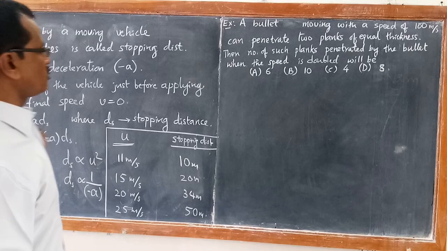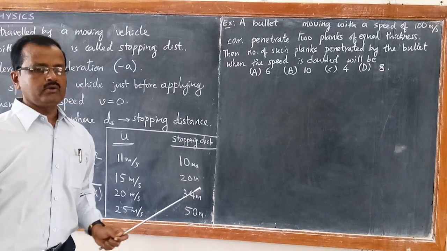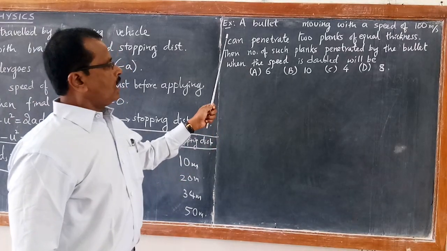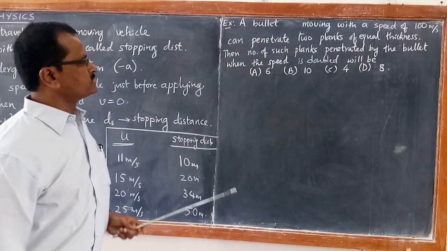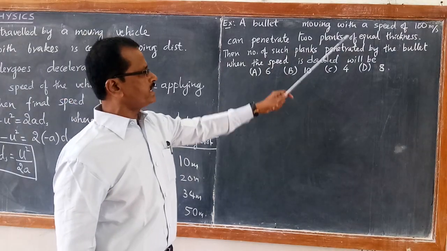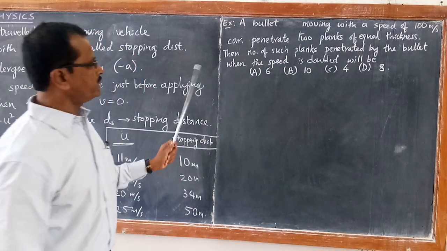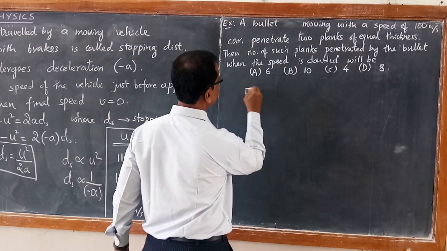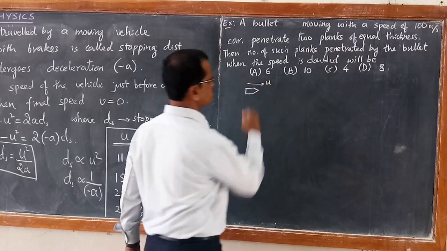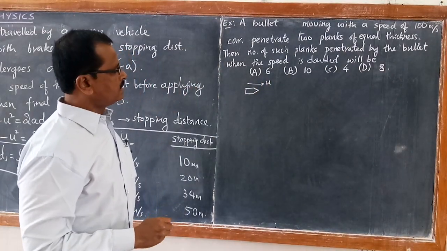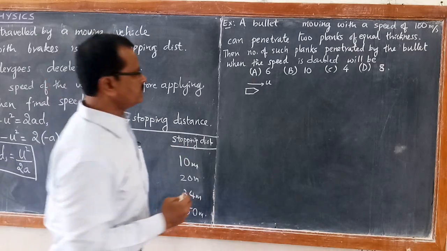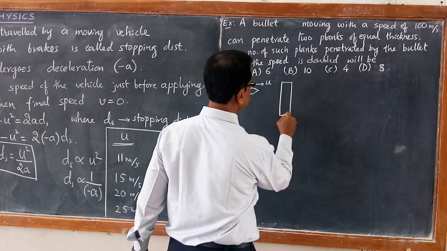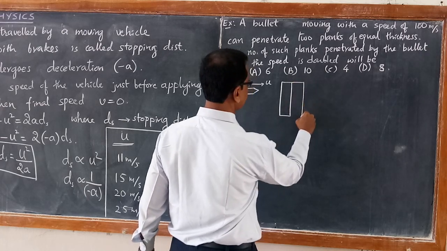Based on this concept of stopping distance, now we will be able to solve a problem. This is asked by Karthik, as I said. A bullet moving with the speed of 100 meter per second can penetrate two planks of equal thickness. The bullet, let us say this is a bullet, moving with the speed of 100 meter per second. Let me take this speed as initial speed before it penetrates the wooden planks. Let it be u. It can penetrate two planks before it is completely stopped.